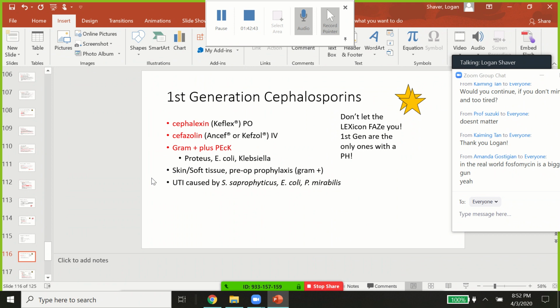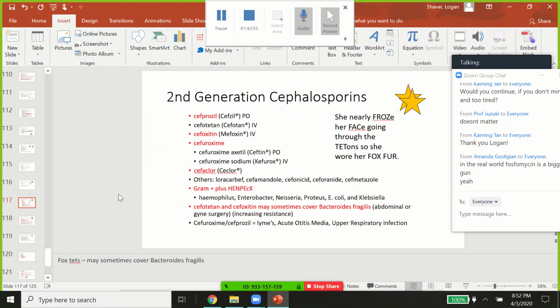But anyway, first gen: cephalexin, cefazolin, and gram positives plus PECK or PEC. So that's Proteus, E. coli, and Klebsiella. And then second gen, notice she has the mnemonic over here, and that gives you most of them. I think I added maybe one more in there just to finish off the list.